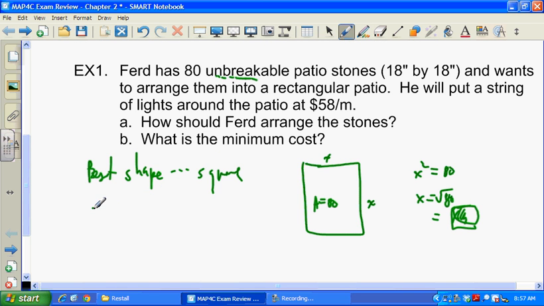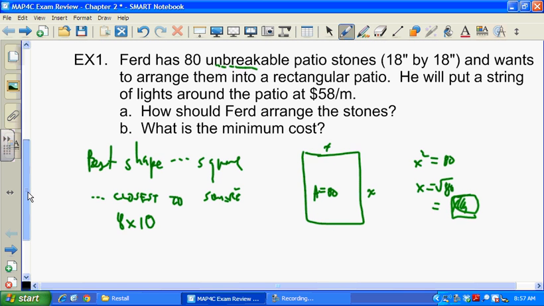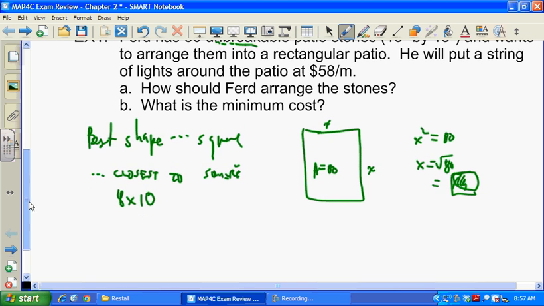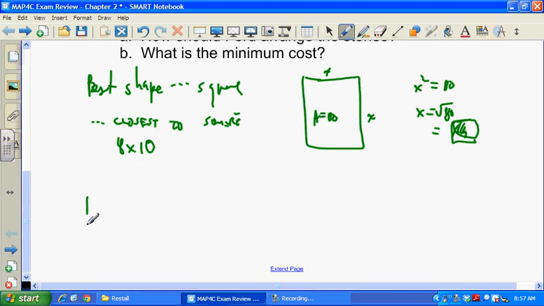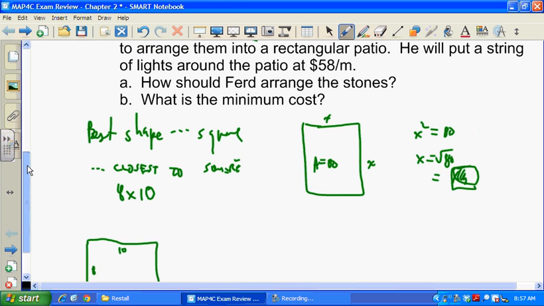So it is going to be 8 stones by 10 stones. That's pretty close to a square. If we had one extra stone, we could make it 9 by 9. It would be perfect. So what we're going to do is make Ferd's patio 8 stones by 10 stones.